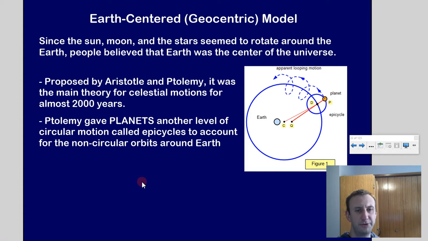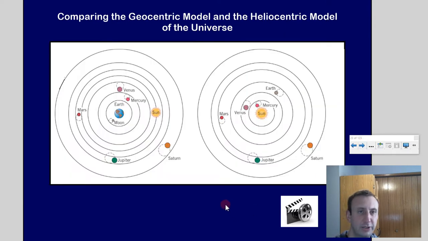Ptolemy gave planets another level of circular motion called epicycles to account for the non-circular orbits around Earth. So what would happen is sometimes planets would seem to actually go a little bit backwards in the night sky, and they couldn't figure out why that was. Of course, it had to do with Earth's orbit and how things changed from our frame of reference because the Earth was moving. So how they explained that retrograde motion of sometimes the planet moving back is they said, well, the planets must also be going in circles or orbits around the orbit of the Earth. Very confusing, but that was the idea. So it resulted in this kind of pattern as it moved. But again, wrong. But it's how they explained that backwards motion that wasn't expected to occur.